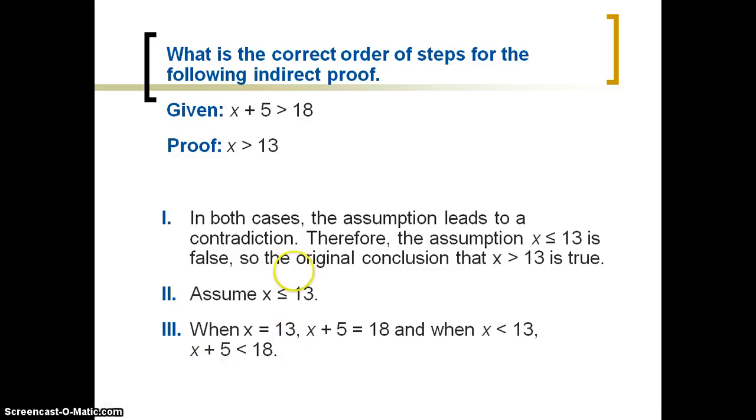Alright, so your first step would be to assume that x is less than or equal to 13. Then you plug in 13, and everything that's equal or less than 13, and you figure out that when x is 13, x plus 5 equals 18, and when x is less than 13, then x plus 5 is less than 18. Then your last step would be number 1. In both cases, the assumption leads to a contradiction. Therefore, the assumption x is less than or equal to 13 is false. So the original conclusion that x is greater than 13 is true.